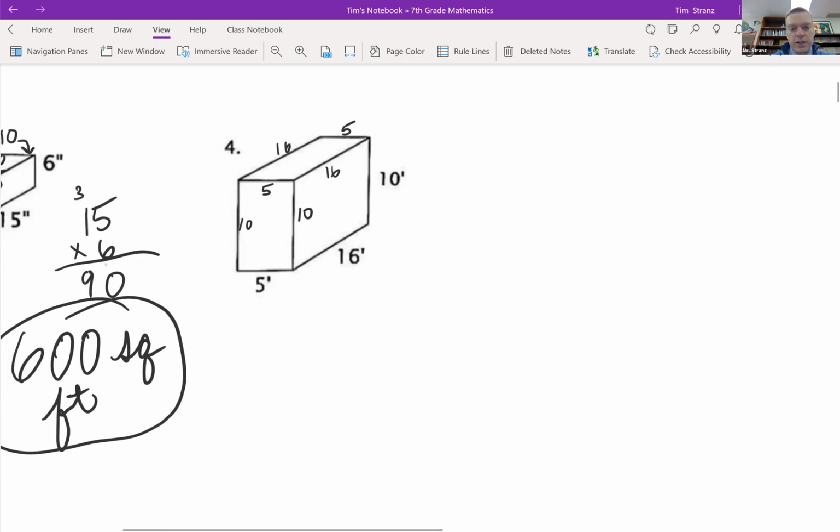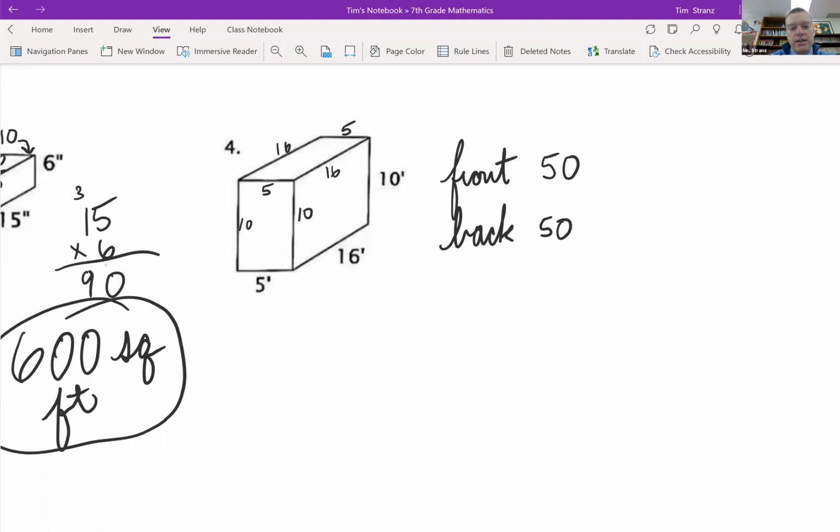I'm going to do the front again first. So the front is going to be 5 by 10, which is 50, which means the back has to be the same.